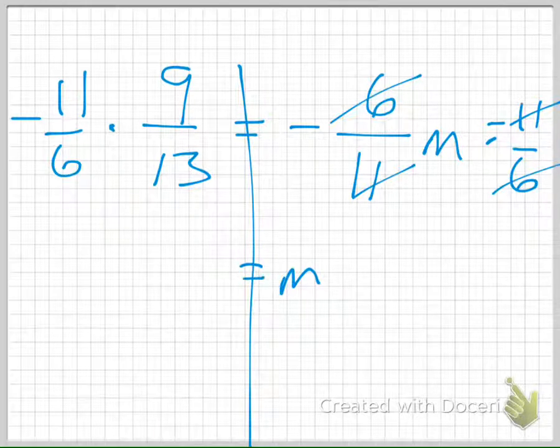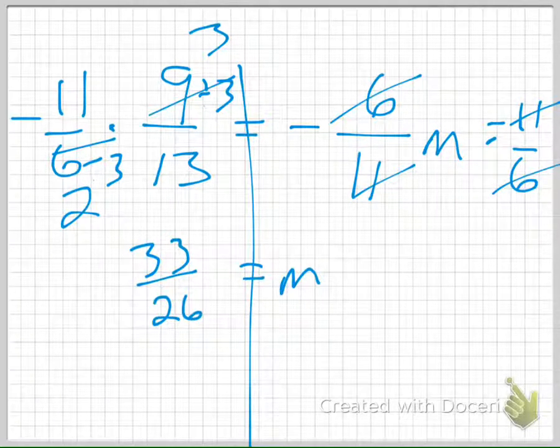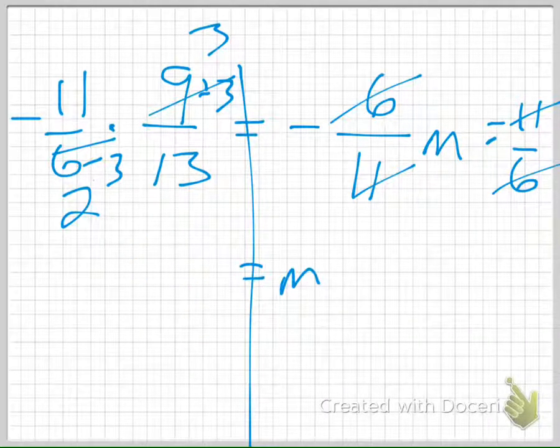No. Let's reduce this. Divide by 3, divide by 3. Hold on a second. Okay, that makes this a 3. This is a 2. Negative, so it goes 11 times 3 is 33 over 26. Is there something else to reduce? What else could I reduce? No. You change it into a mixed number.